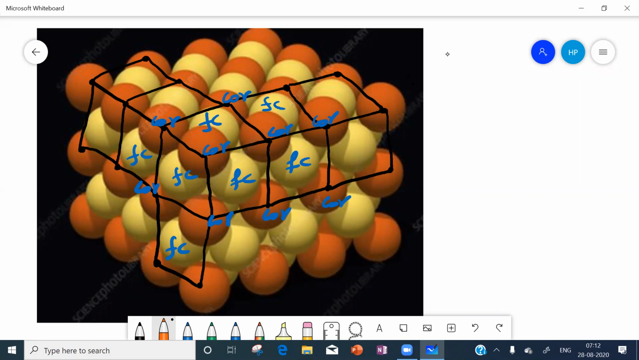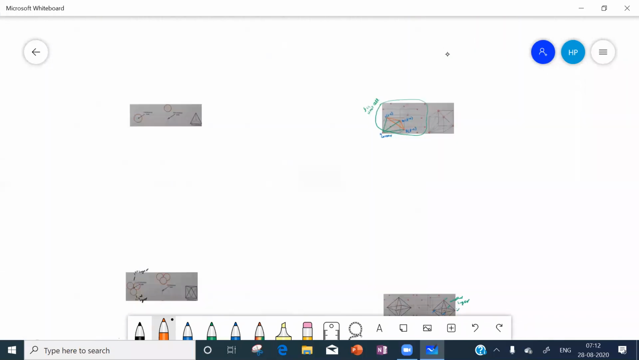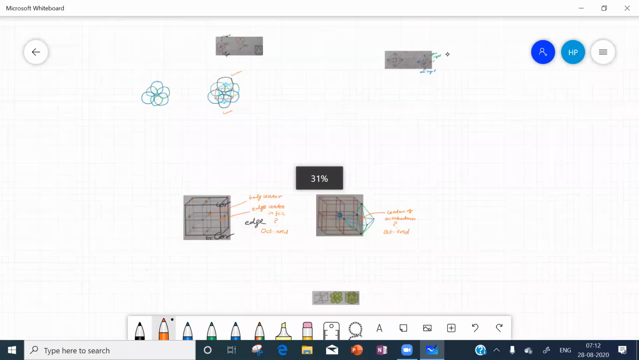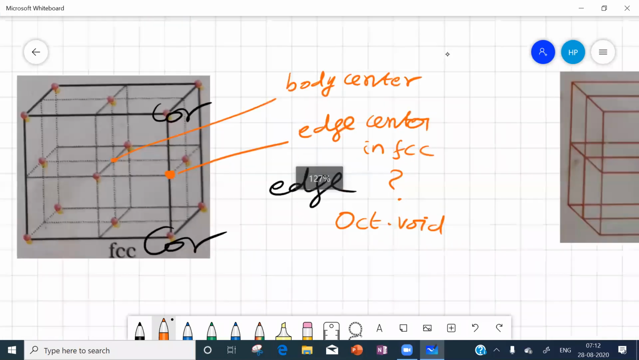That we will see, we will see the share. Now you see that this is one corner. Shall we call this an edge center? Now this edge center is giving how much share? You are saying that 1 by 4 share. So we are taking here this FCC unit cell, and in this FCC, edge center gives 1/4 share.